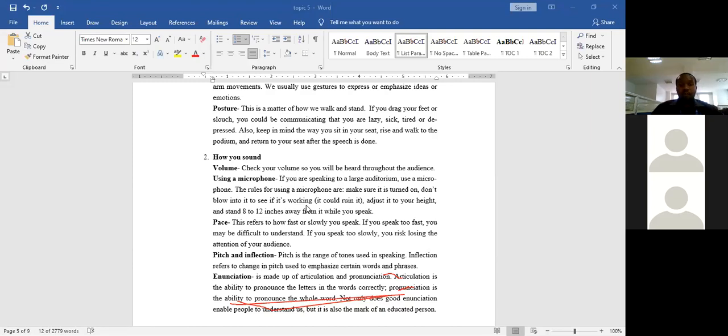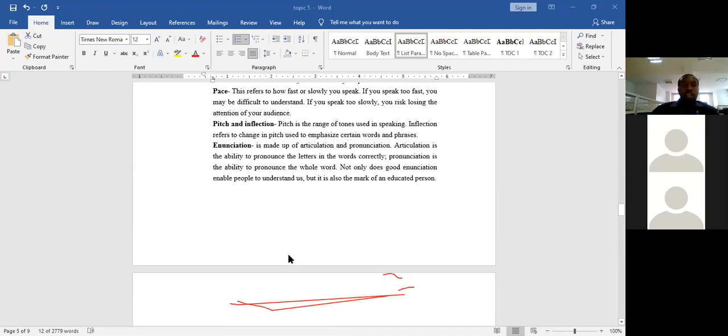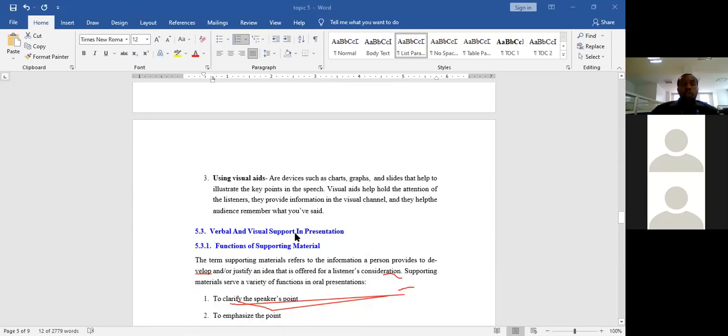Also, pace. Pace refers to how fast or slowly you speak. There are people who give a speech and they are very slow in speaking. And this one makes the audiences sleep, or they are not interested, or they are waiting for you to finish the speech so that they can listen to the next speaker. Also, those ones that you are going to read about, pitch and inflection and enunciation. So also we are told about using visual aids when you're giving a speech.